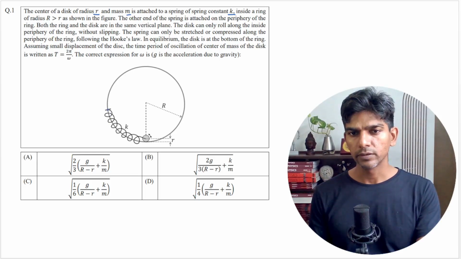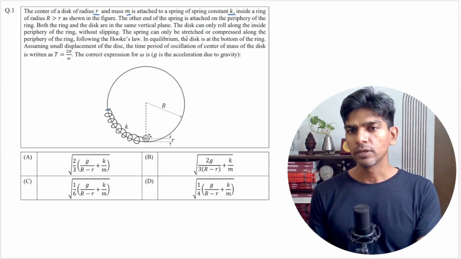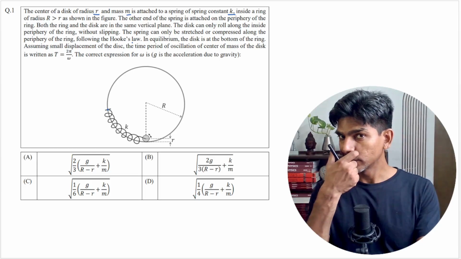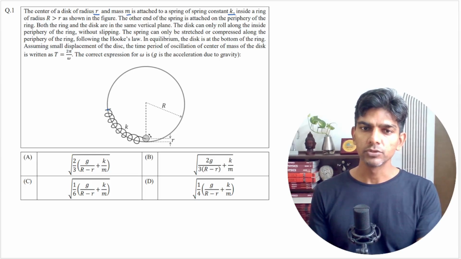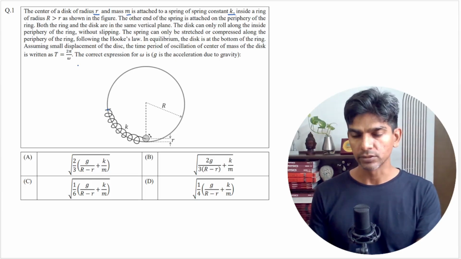So the spring is connected somewhere here on the ring. Both the ring and the disk are in the same vertical plane, and the disk can only roll along the inside periphery of the ring without slipping. The spring can only be stretched or compressed along the periphery following Hooke's law, so we can apply kx as the force by the spring. In equilibrium, the disk is at the bottom of the ring. Assuming small displacement of the disk, we have to find the angular frequency of the oscillation.